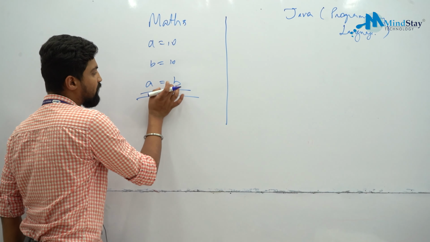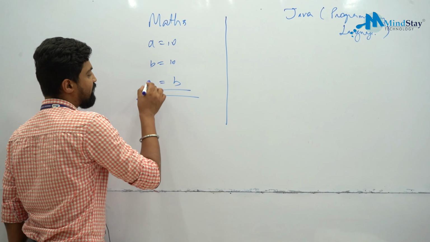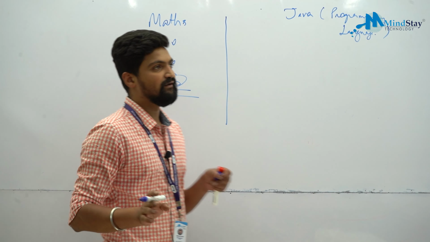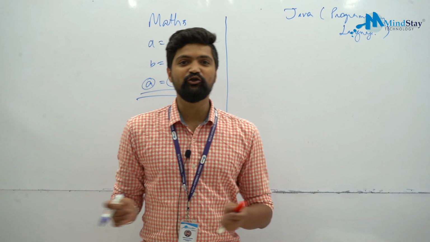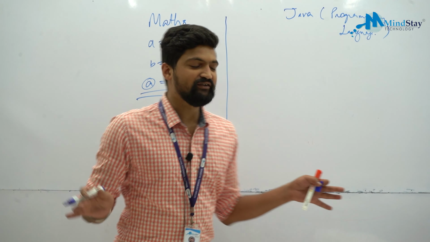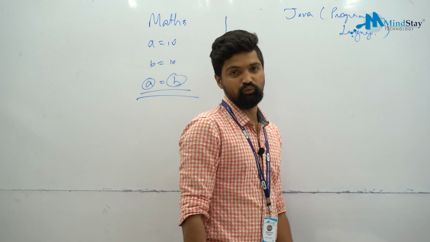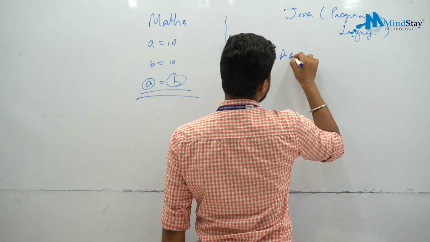So what does this equal to in maths do? In maths, this equal to checks if both the values are equal. It says that yes, both the values should be equal to each other. But in case of Java or programming languages, this is not true. This equal to is also called an assignment operator.